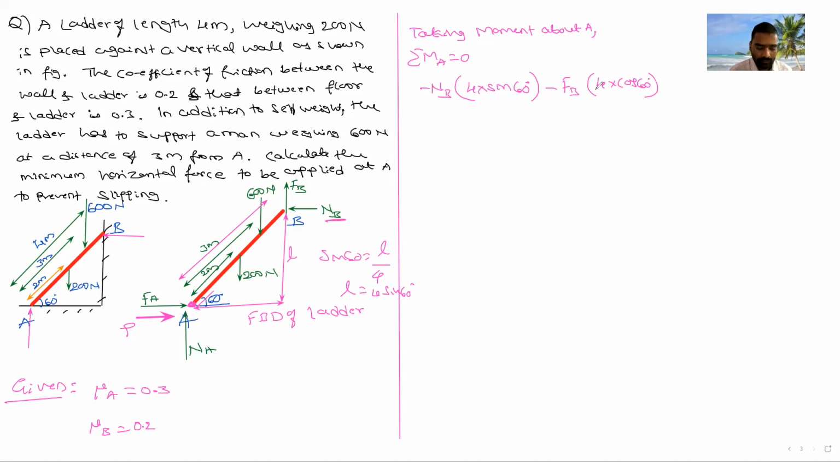Are all of you getting it? Yes, sir. Next, 600 Newton is acting downward, and is it rotating the ladder clockwise or anti-clockwise? Clockwise, so plus. The force is 600 Newton. The length from A to the man is 3 meter, which is the inclined length. I want the horizontal length, so the horizontal length is 3 cos 60.